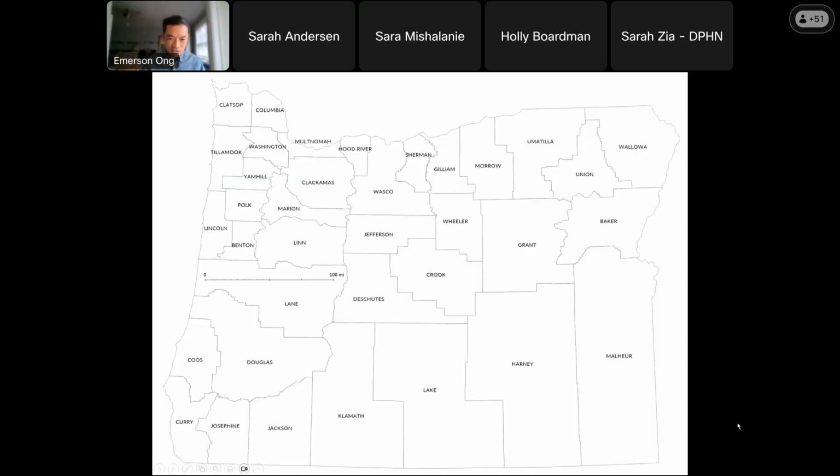As you know, there are 36 counties in the state of Oregon. And one of the beautiful things about the state of Oregon is that it fits perfectly on a 9.5 by 11 sheet of paper. As you can see, a lot of the counties are really large, some over 100 miles wide, which is wider than the state of New Jersey, which is where I'm from.